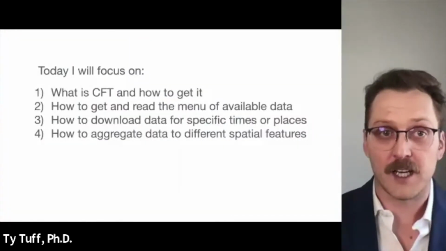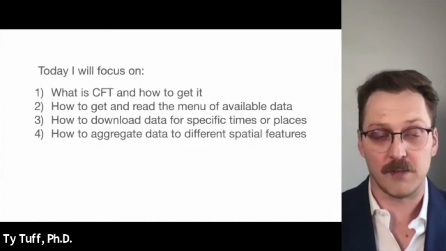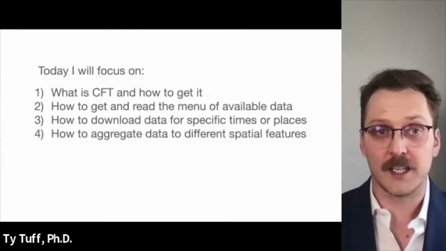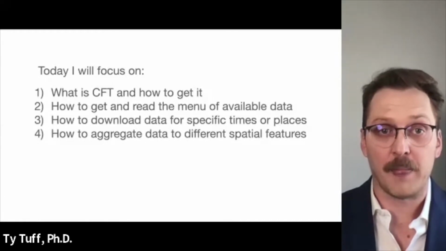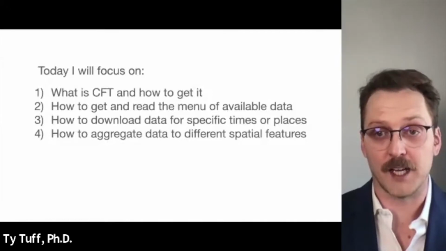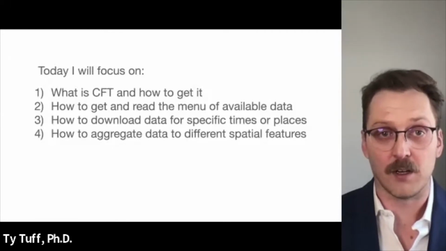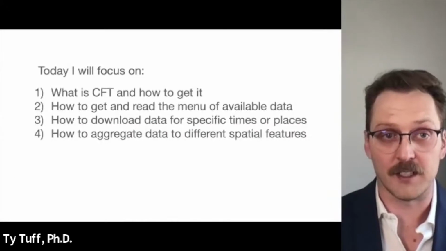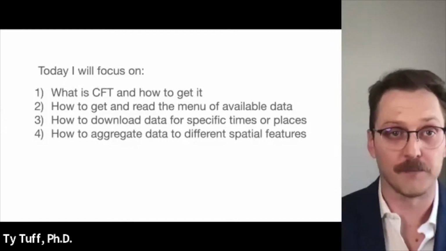So what am I going to focus on in today's talk? Well, first, what is CFT and how do you get it? So how do you acquire it yourself? Once you have CFT, how do we get and read data from this data repository? Then we're going to look at how to search through that menu of available data and pick the data we actually want. Grab some available data from either a date or a place. And then we'll finally talk about maybe how to aggregate those into different features. So when you want to add up what's going to happen in your polygon, for example.